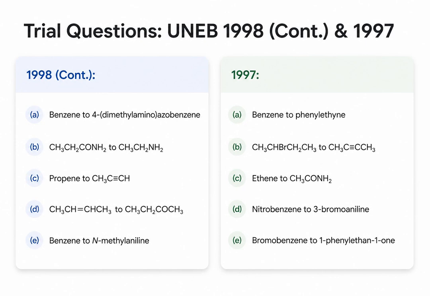Continuing with the second 1998 paper and 1997, we see more azo dye synthesis with 4-dimethylaminoazobenzene. The Hofmann degradation appears again explicitly. In 1997, the synthesis of internal alkynes is tested, converting 2-bromobutane to but-2-yne. You also need to synthesize acetamide from ethene, which involves hydration to ethanol, oxidation to ethanoic acid, conversion to the acyl chloride, and finally reaction with ammonia.